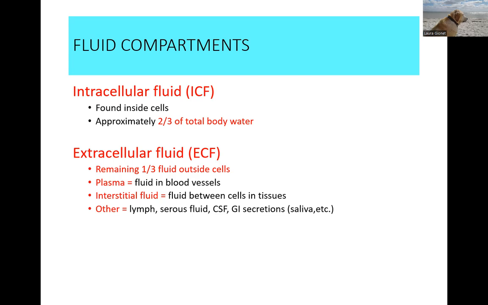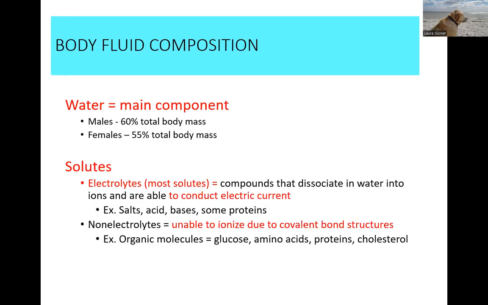And then we have the serous fluid in all the different joints of the body, or let's put it, the synovial joints, serous fluid found between the serous membranes. We have different gastrointestinal secretions, saliva, tears, and so there's an abundance. Water is the main component. Males are about 60%, females are about 55%.